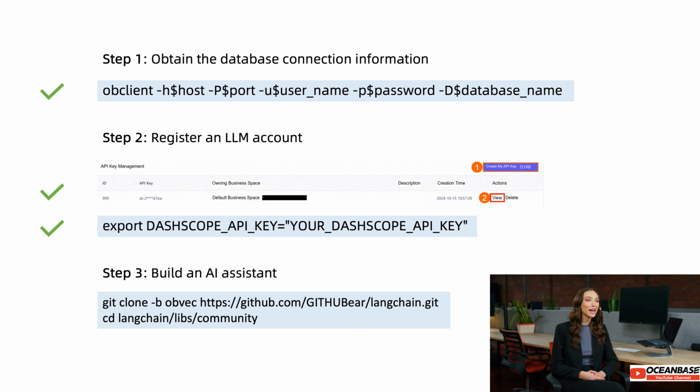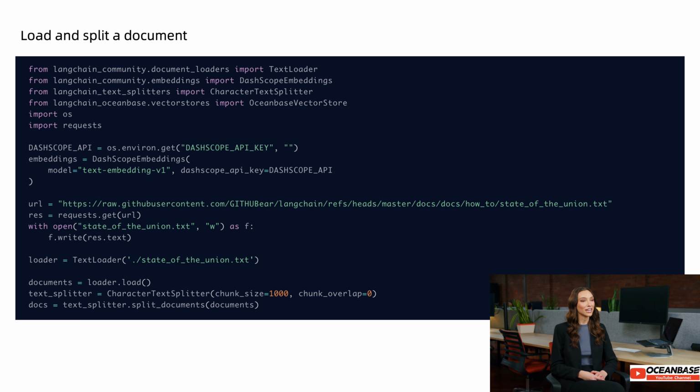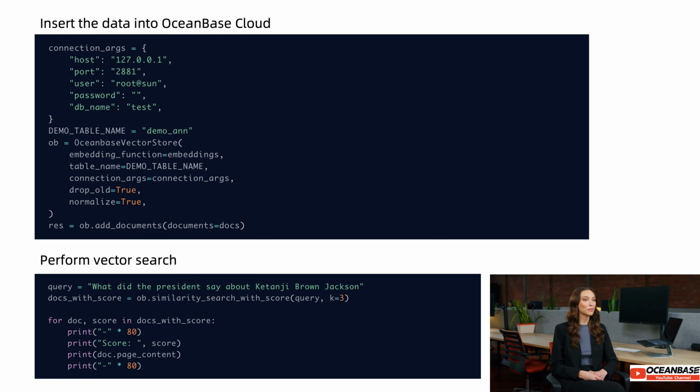Alright, now let's build the app step by step. First, we'll clone the integration code from the OceanBase official website. It already includes everything we need to work with OceanBase and LangChain. Then, we'll load a sample document. In this case, we're using the US State of the Union speech as an example. Next, we'll use LangChain's character text splitter to break the document into smaller chunks, so they're easier to store and search. And finally, we'll store those chunks as vector embeddings in OceanBase, using the pyobvector library.